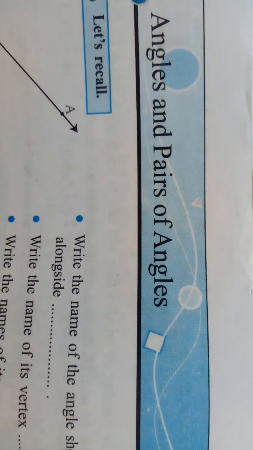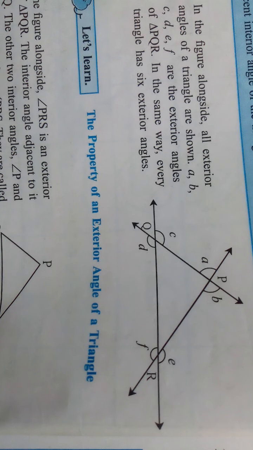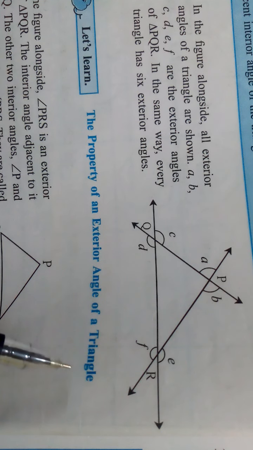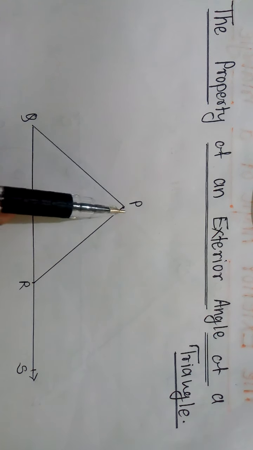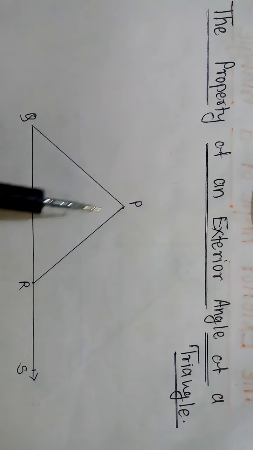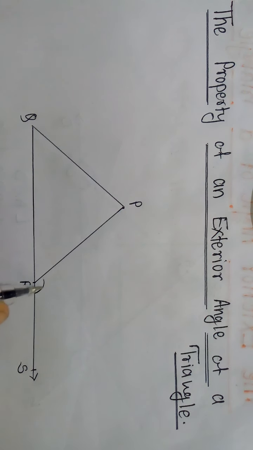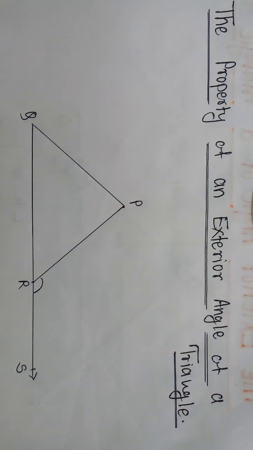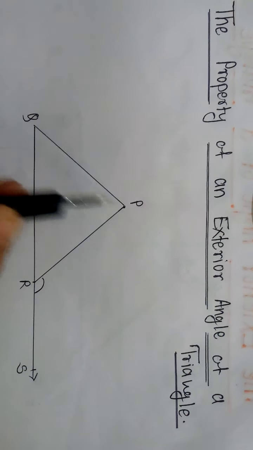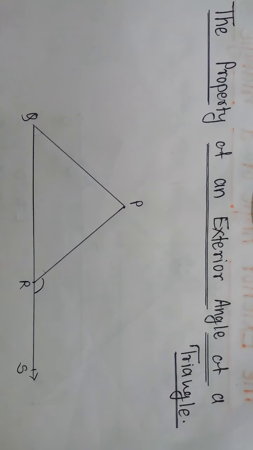Students of standard 7th, this is our last topic of angles and pairs of angles, that is, the property of an exterior angle of a triangle. Now see here, this is triangle PQR and this angle PRS is an exterior angle of this triangle. And you know very well that angle P, angle Q and angle R are interior angles of the triangle.